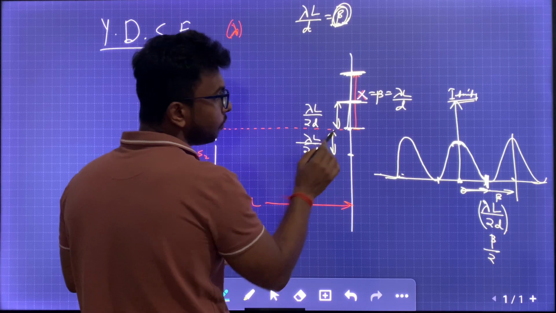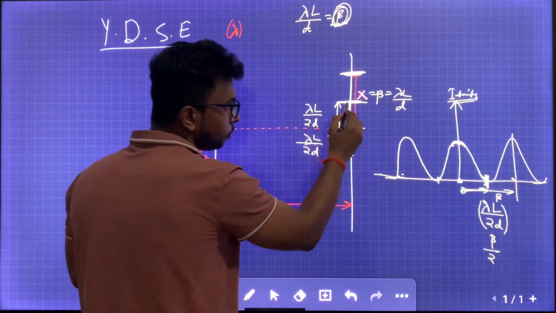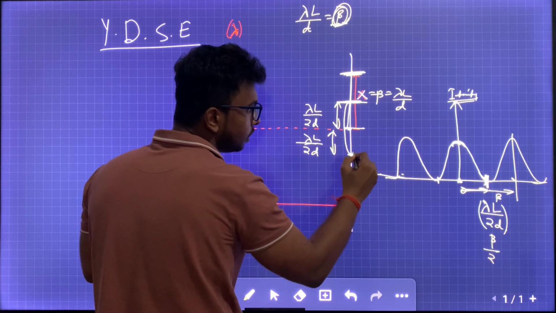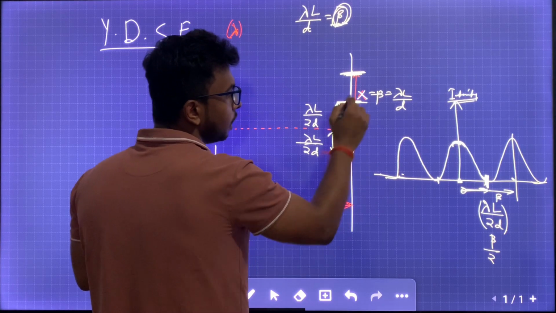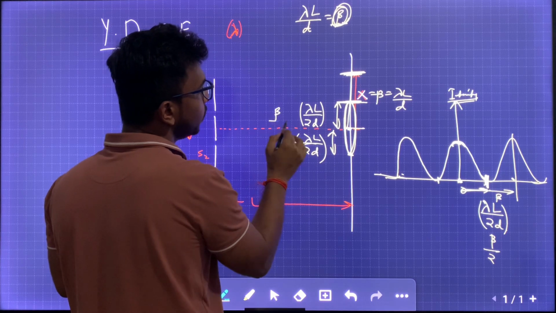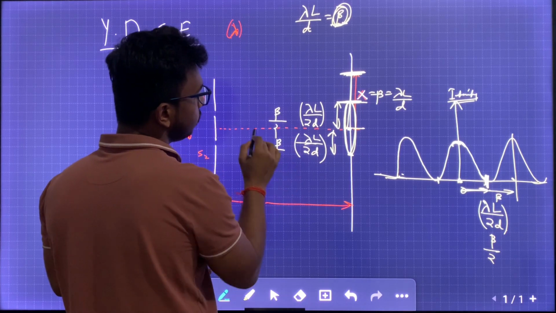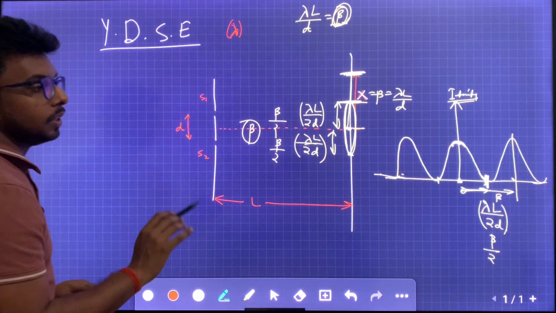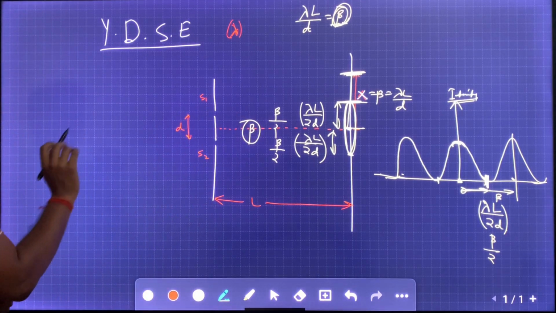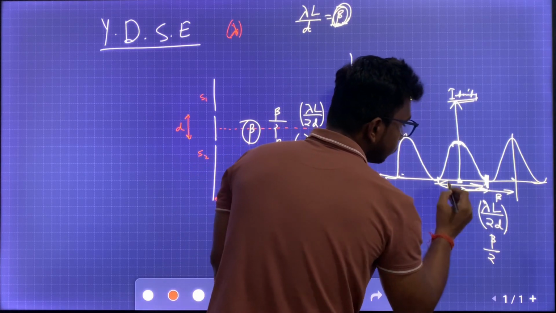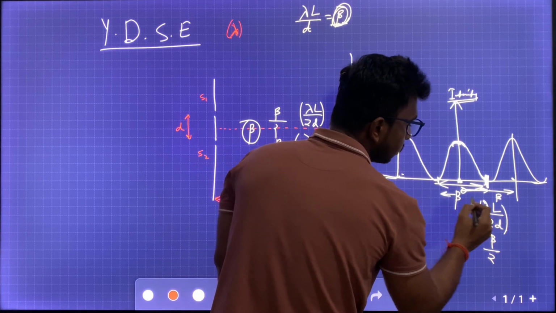If they want the width of the central maxima, the maxima is here and it is dying down in this region, so this is the width of the central maxima. How much is it? Lambda L by 2D plus lambda L by 2D, that is beta by 2 plus beta by 2, or I can say beta in total. So that is why this graph represents the intensity pattern, where every maximum has a width beta.